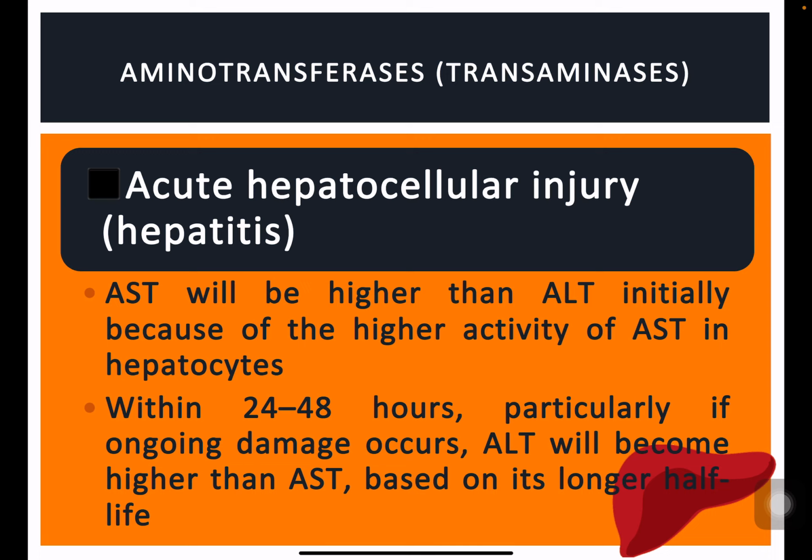So, in acute hepatocellular injury like hepatitis, the AST will be higher than that of the ALT initially because of the higher activity of AST in hepatocytes. But within 24 to 48 hours, particularly if there is ongoing damage, the ALT will become higher than AST based on its longer half-life of 47 hours.